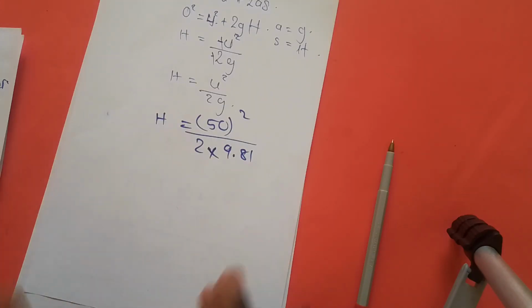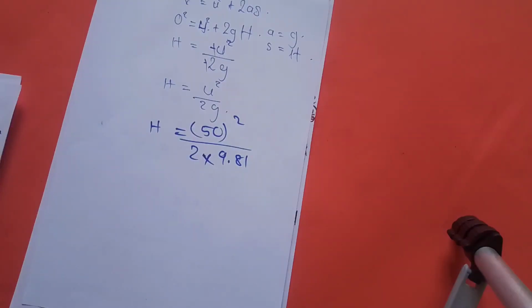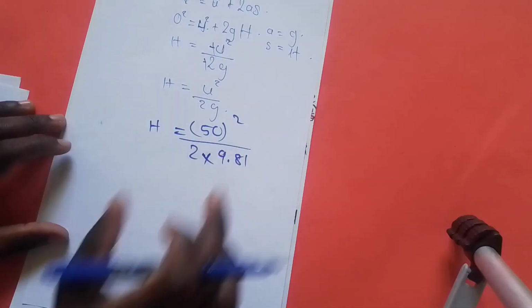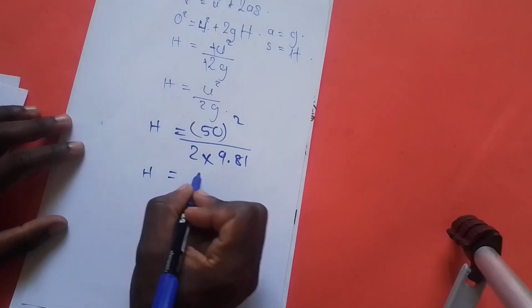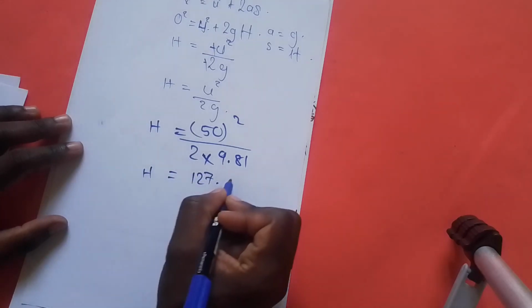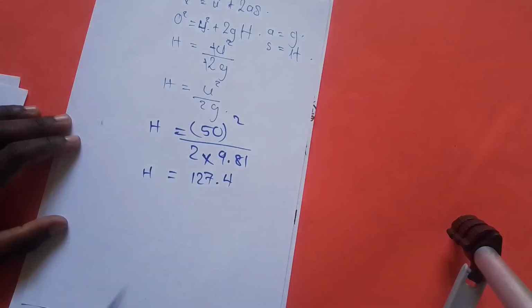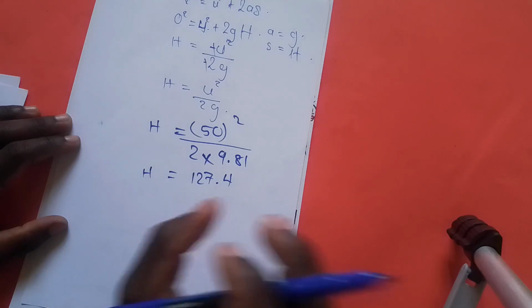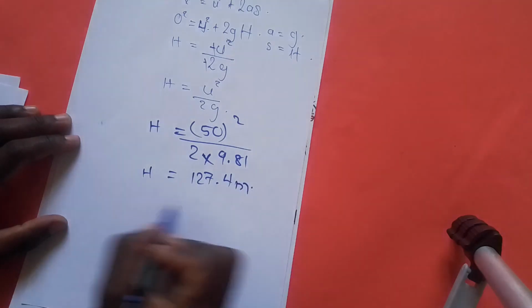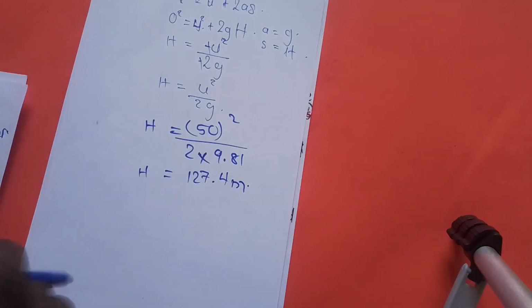Okay, so if you punch this into your calculator, you get that h, the maximum height, is going to be equal to 127.4, correcting to one decimal place, right? So we know that h is height, height is distance, distance is measured in meters, so we put m for meters, then you're done. So we are moving on to question B now.